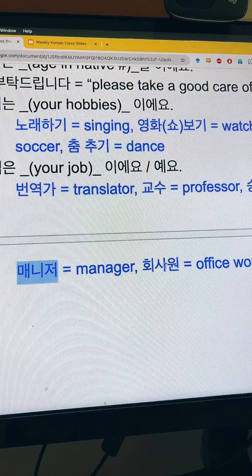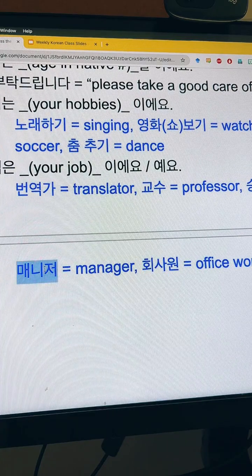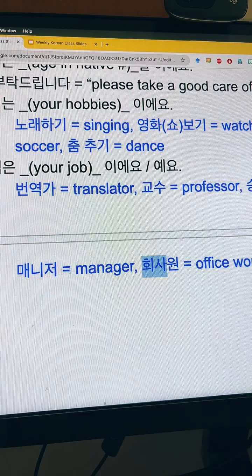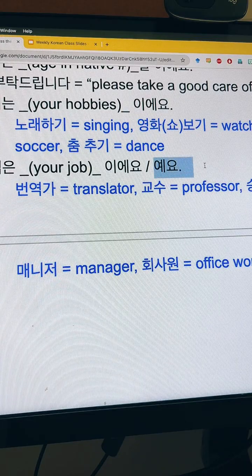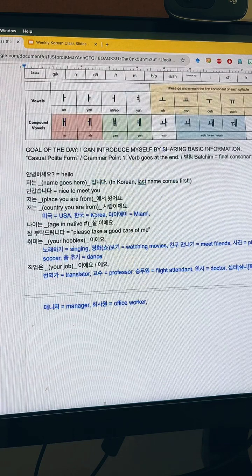And then if you want to say like office and then you manage, you're that, then you can say 회사 and then you can say 매니저. 회사 매니저예요. 네. All right, so let's review from the top and then let me know if you have any questions.